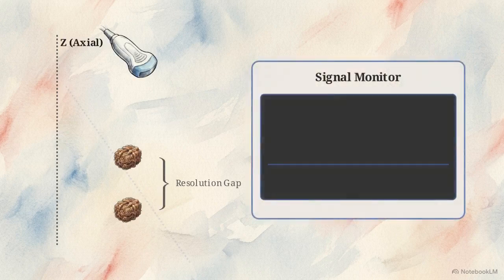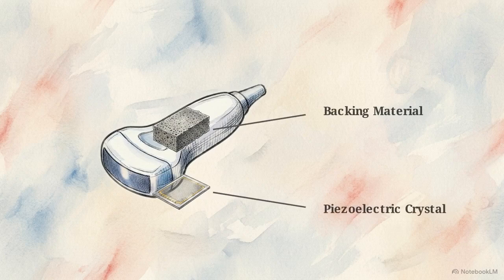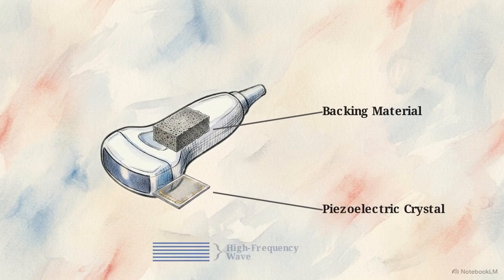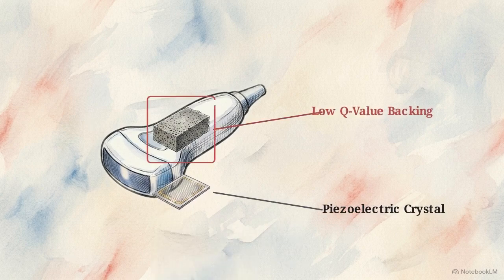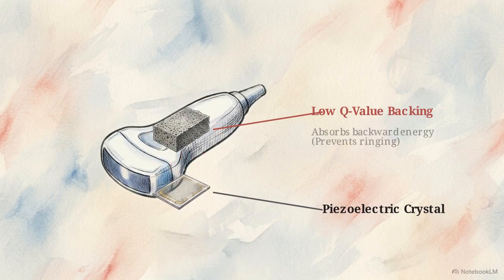This diagram illustrates axial resolution along the z-axis, the ability to differentiate objects along the ultrasound beam's path. Distinguishing these dots depends on the pulse length. A short pulse generates distinct echoes from each target. A longer pulse overlaps them, blurring into a single entity. Achieving that necessary short pulse requires two specific hardware conditions: a high-frequency wave and backing material inside the transducer with a low Q value to physically dampen the crystal's vibration.